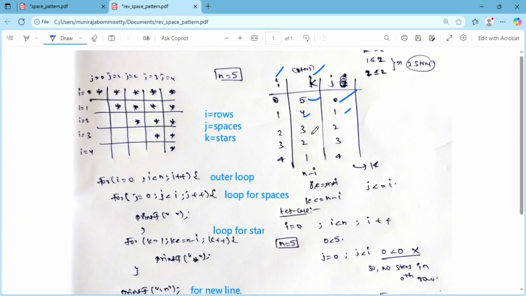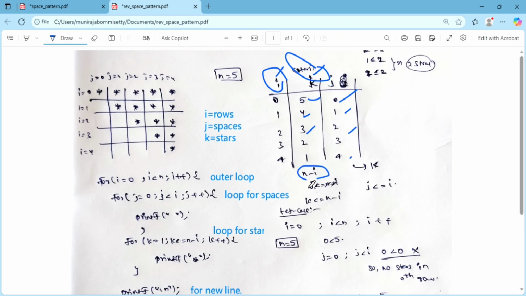So analyze this problem. In the zeroth row, you have 5 stars and 0 spaces. In the first row, 4 stars, 1 space. And in the second row, 3 stars, 2 spaces. Similarly, in the fourth row, the last row, you have 1 star and 4 spaces. It means that the number of spaces depends entirely on the row number. So that's how you find the relation between the spaces and the row number, right?